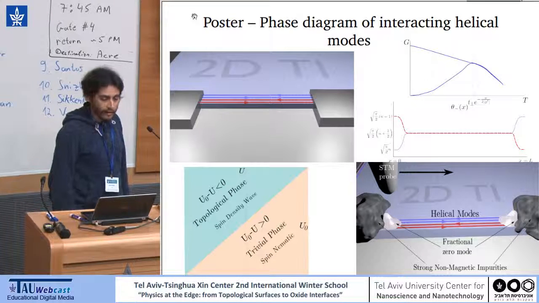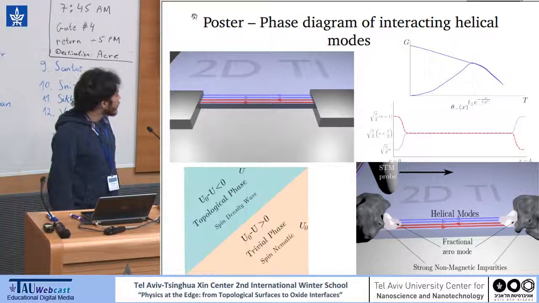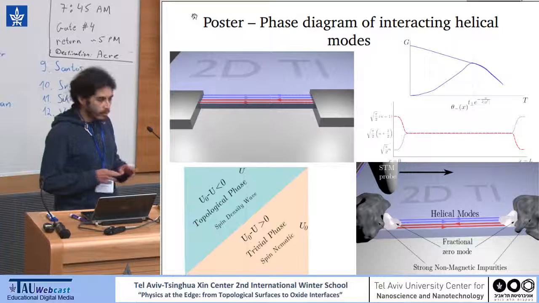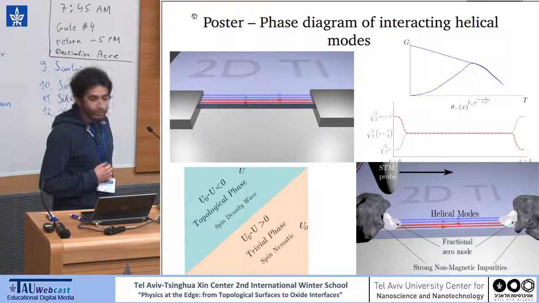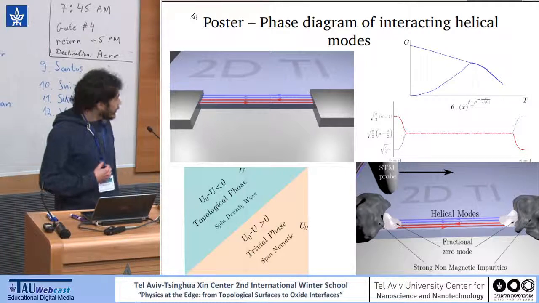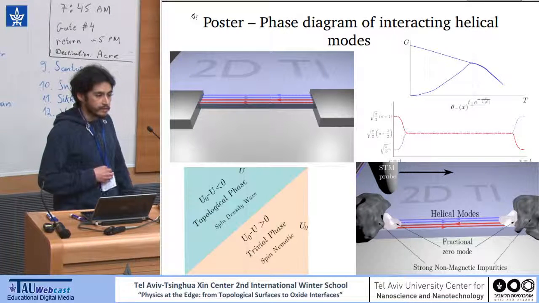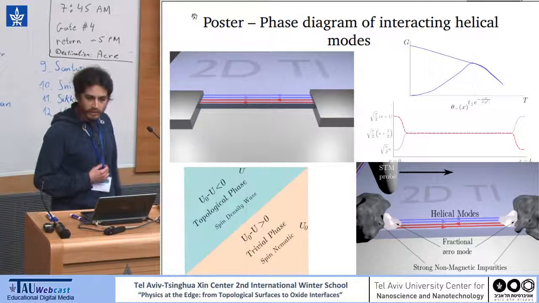what's the fate of an otherwise trivial topological insulator with two helical edges in the presence of interactions, and we found that by playing with the interaction between the modes compared to the interaction within each mode, we can drive the phase into a topological phase, which means that backscattering is suppressed by the existence of the spin gap. So if you have more technical questions, please come and visit my poster. Thanks.